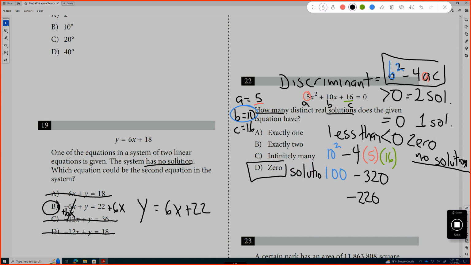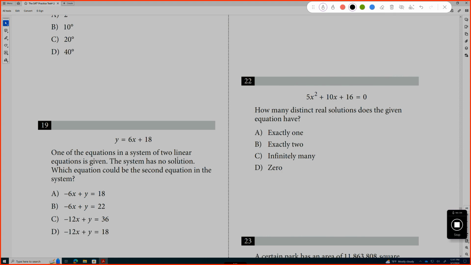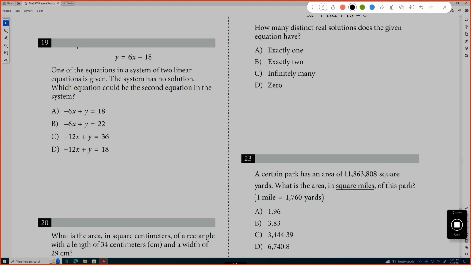And that's it. So we just use the discriminant to find out. I'm going to erase and scroll. All right, so we're doing good with the timing.